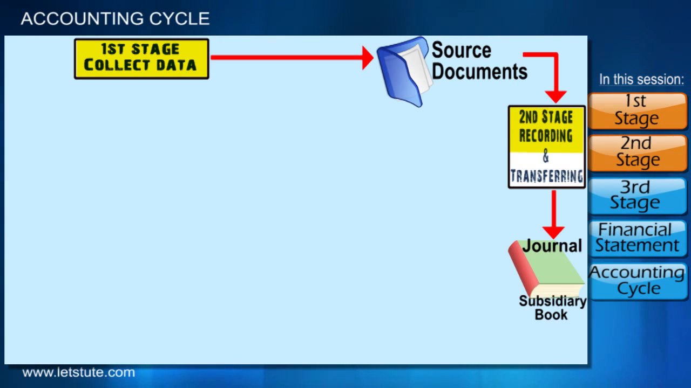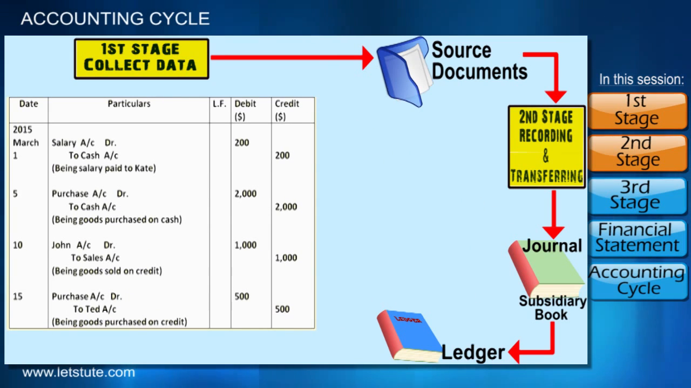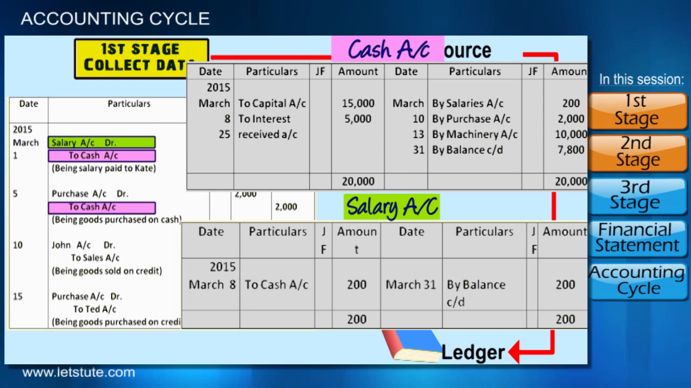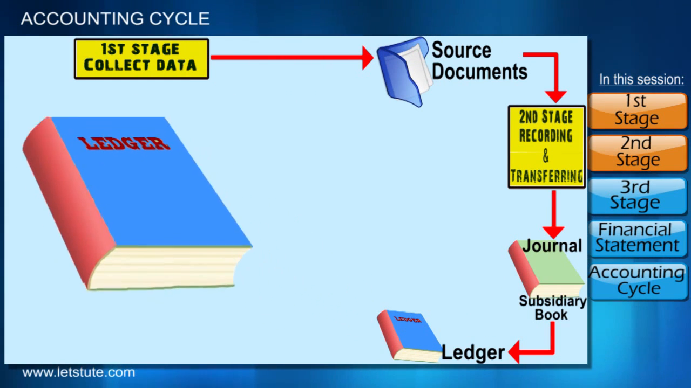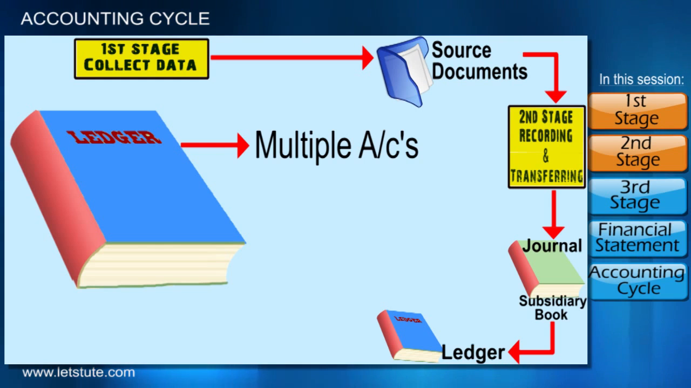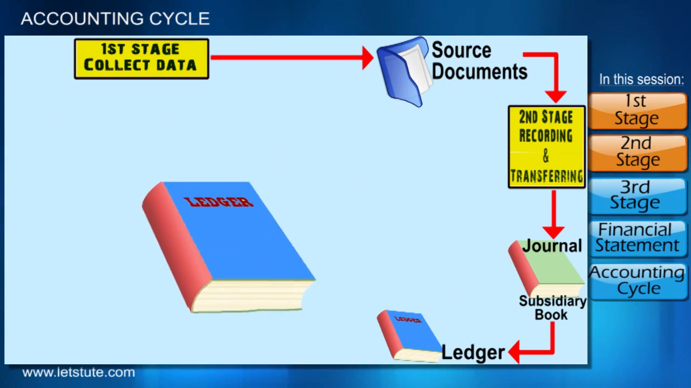So now we will move on to our next step, that is transferring. From the journal, all the transactions are then posted into different accounts, and all these groups of accounts are collectively called a ledger. A ledger has multiple accounts which contain all the information. This is a summarized book of all our transactions. For any reference in detail, we need to go back to the journal and check it.